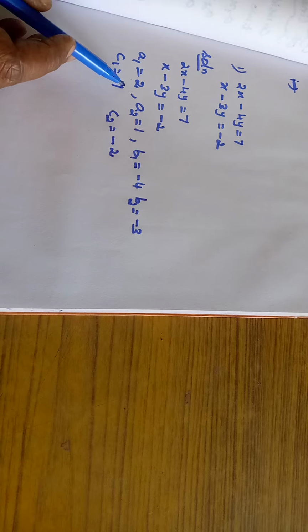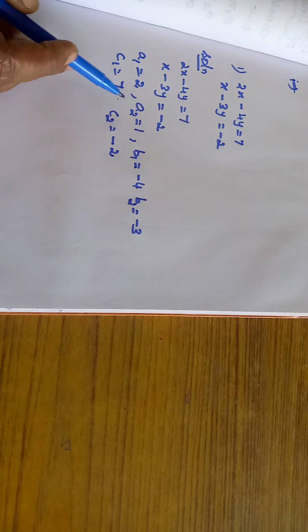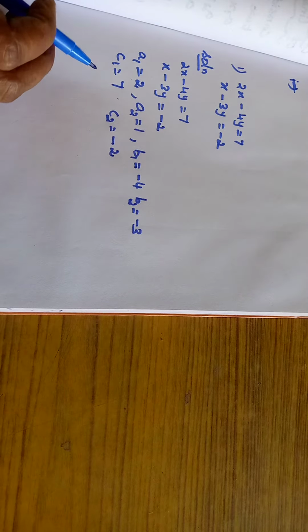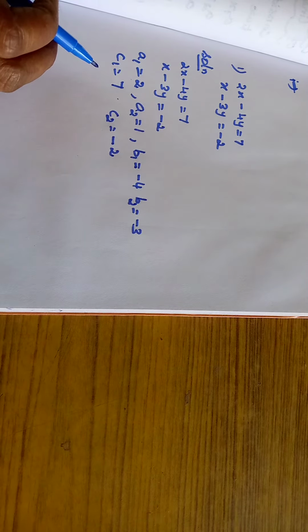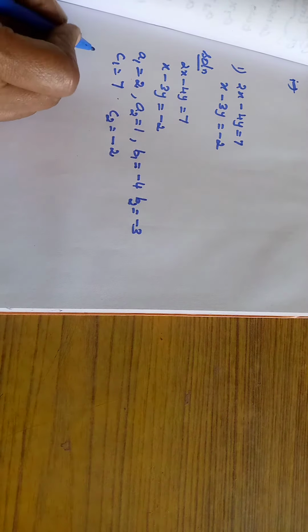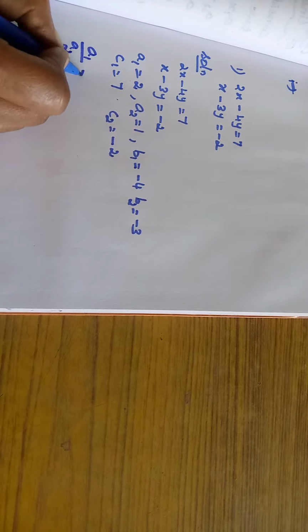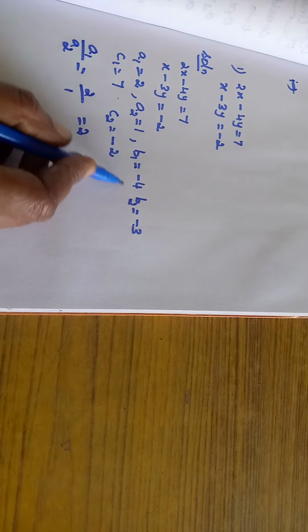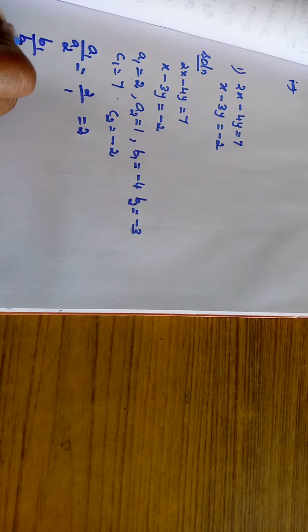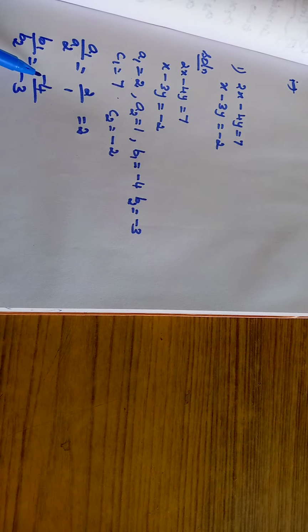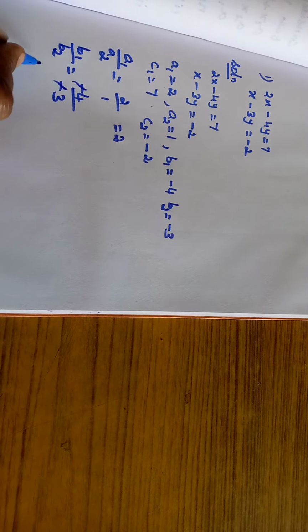Let us find out. We have the condition where consistent means unique solution: a1 by a2 is not equal to b1 by b2. Let us check it. Does it have a unique solution, an infinite number of solutions, or no solution? For checking a unique solution, the condition is a1 by a2 is not equal to b1 by b2. First, a1 by a2: a1 is 2, a2 is 1, so 2 by 1 is equal to 2. Now b1 by b2: b1 is minus 4, b2 is minus 3. Minus up and down can be cancelled, so it is equal to 4 by 3.